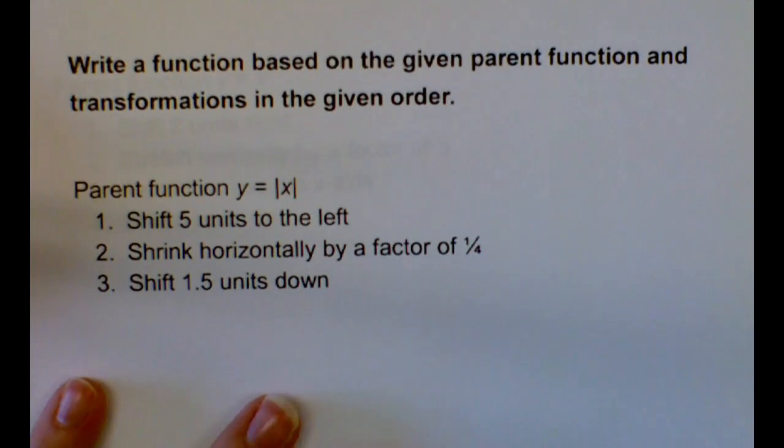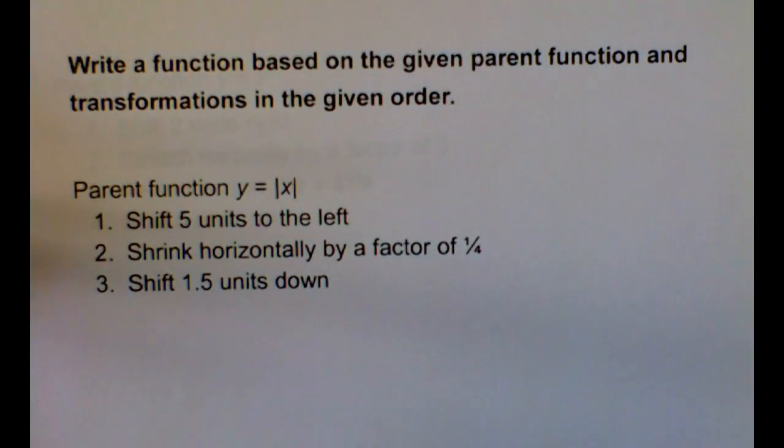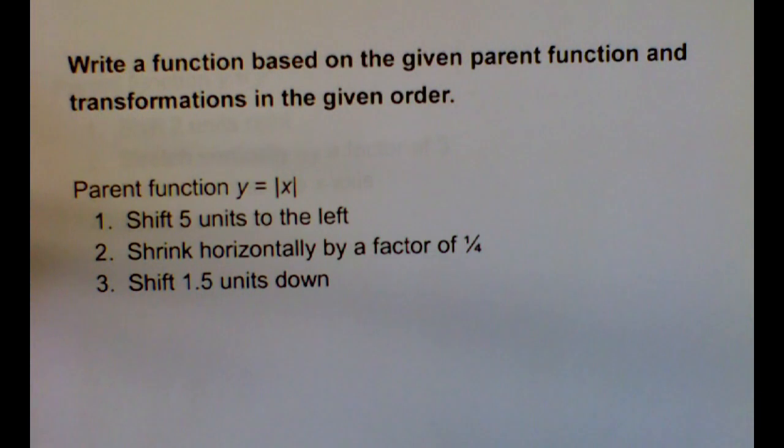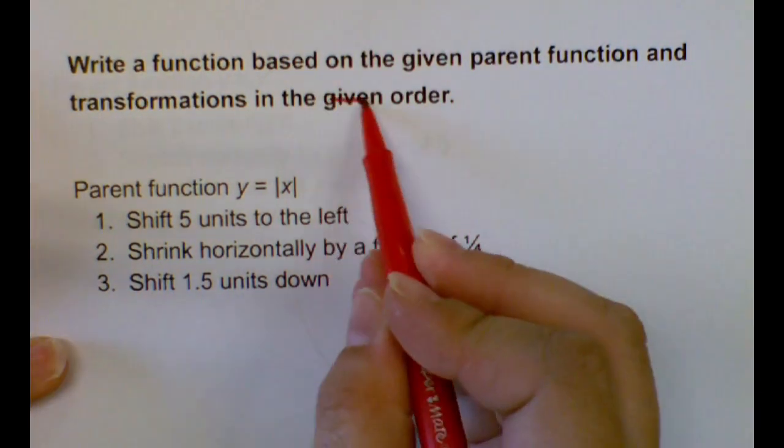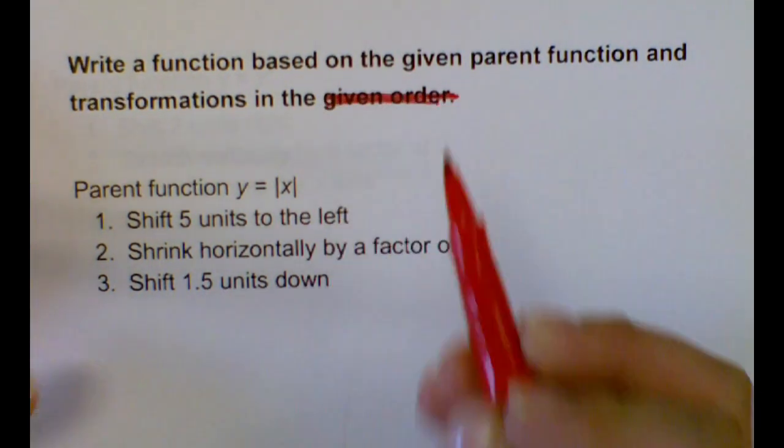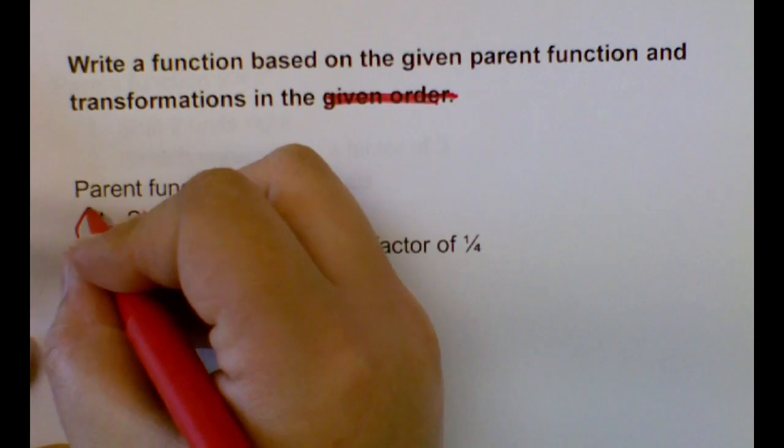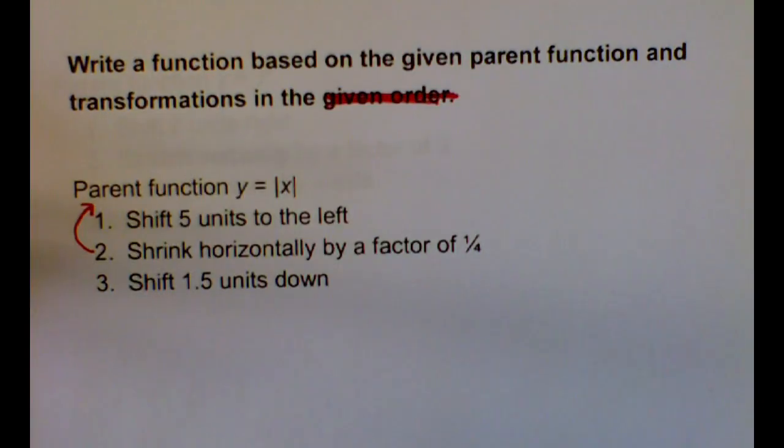This time we're going to write the function. So I have 5 units left, horizontal shrink by a factor of 1/4, and a shift 1.5 units down. Now this says in the given order. We're going to ignore that part. So we're really going to deal with the shrink first and then our shifts.